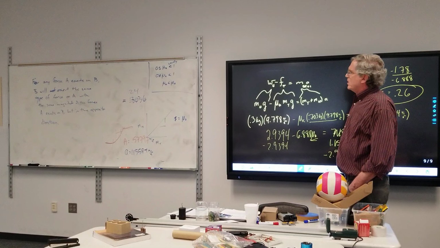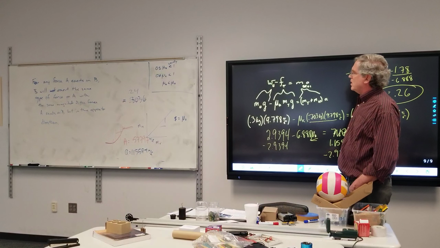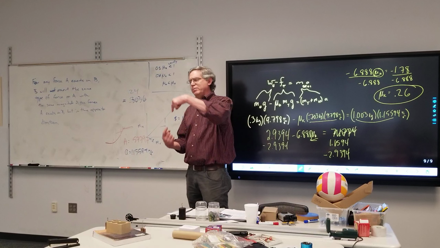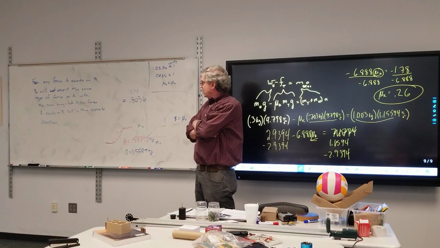Let's make sure I didn't leave any words out. For any force A exerts on B, B will exert the same type of force on A with the same magnitude of force, but in the opposite direction. Yeah. So that's why when we do our force diagrams, they come in pairs. The pairs point in opposite directions. And we use the same label for them.